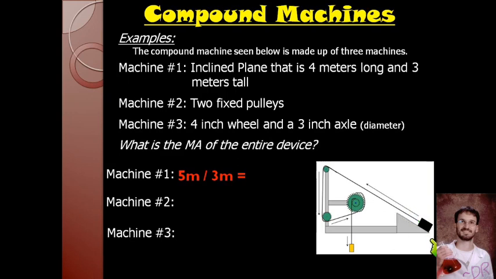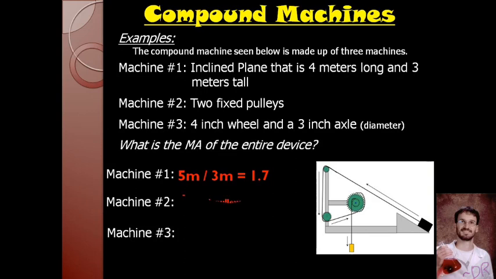So this side of the triangle is 5 meters. How do you figure that out? Well, Pythagorean theorem. If it's 4 meters on the bottom, 4 squared is 16, plus 3 squared, which is 9. 16 plus 9 is 25. Square root of 25 is 5 meters. So that makes this length of the triangle 5 meters long. It's a 3, 4, 5 perfect triangle. So the mechanical advantage of machine 1, this inclined plane, 5 meters of incline divided by 3 meters of height gives us a mechanical advantage of 1.7.